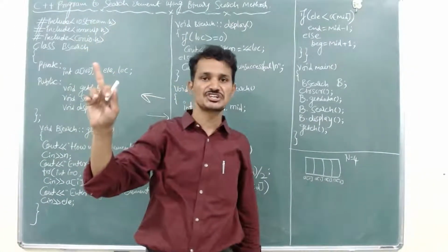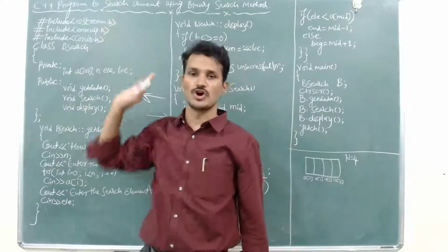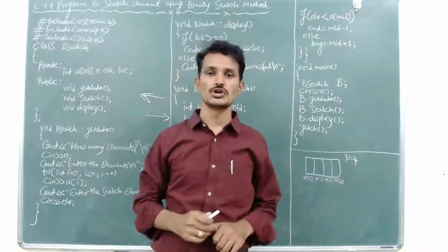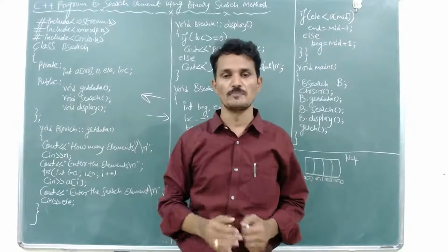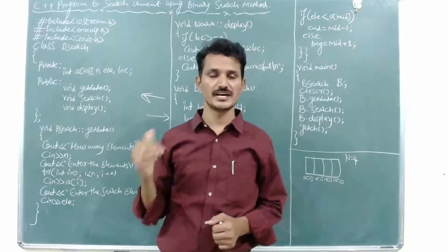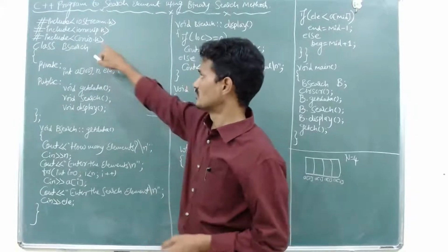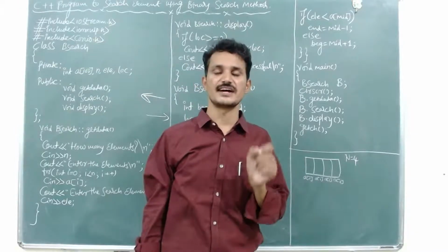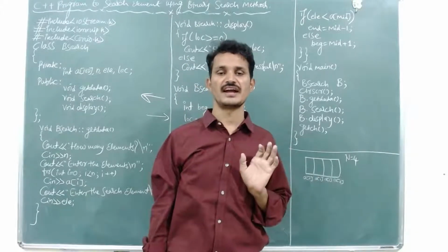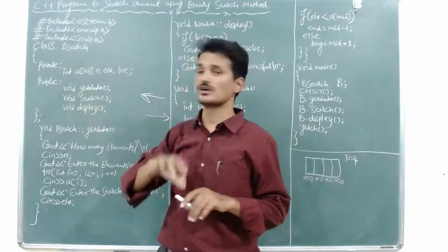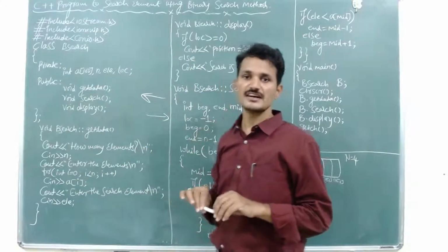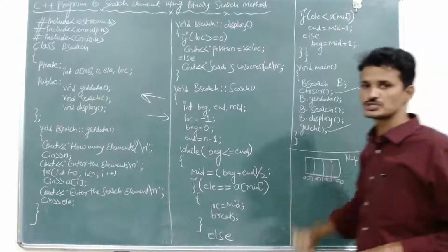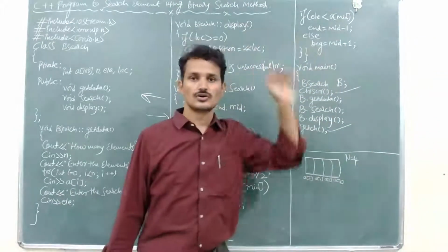The first one, #include within angular brackets iostream.h, stands for input output stream header file. Second one, #include iomanip.h, stands for input output manipulators. Why are we using that one? For endl or setw. Third one, #include conio.h, stands for console input output header file. We are using this header file for 2 functions: one is clrscr and another one is getch. You can see here 1 and this 2. For these 2 functions I am going to make use of conio.h.